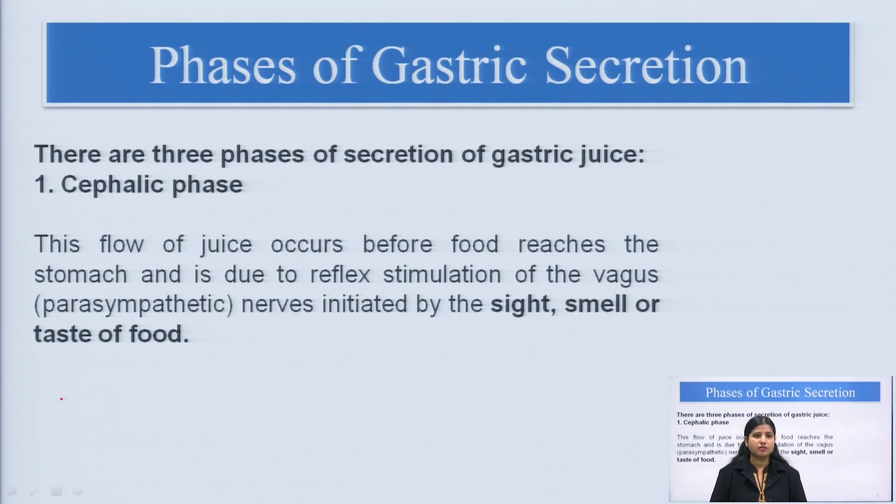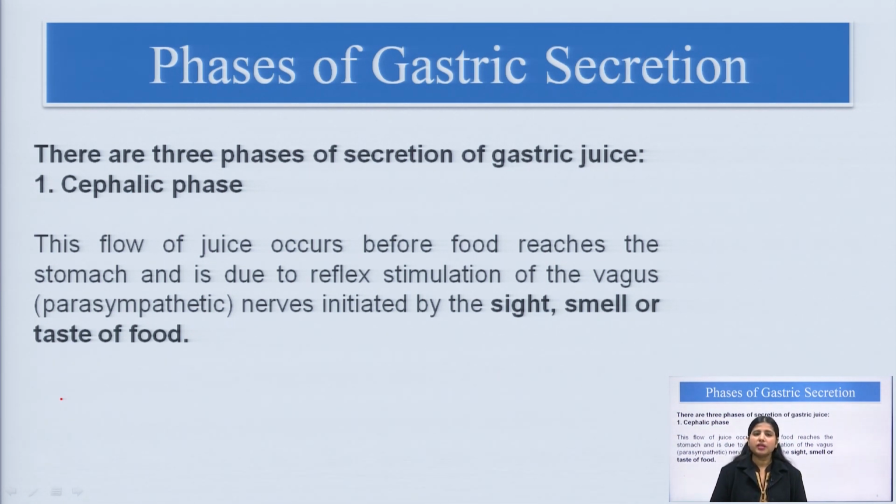In the first phase, the cephalic phase, the flow of juice occurs before food reaches the stomach. This is important: before the food reaches the stomach, the flow has started. And how is the flow started? It is due to the reflex stimulation of the vagus. There is an involvement of the vagus nerves, the parasympathetic nerves.